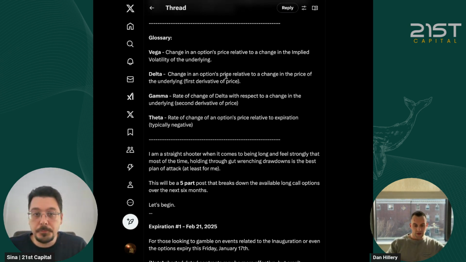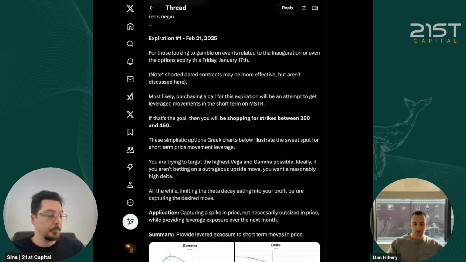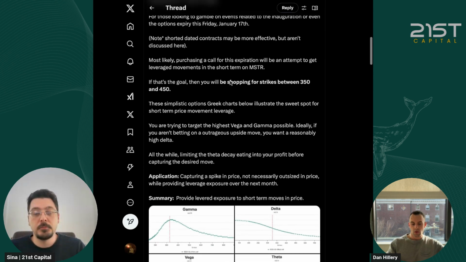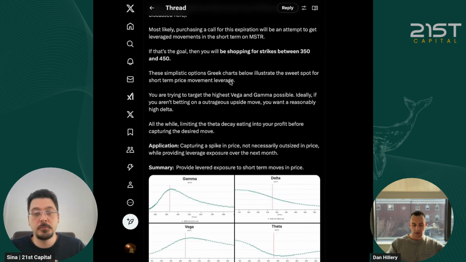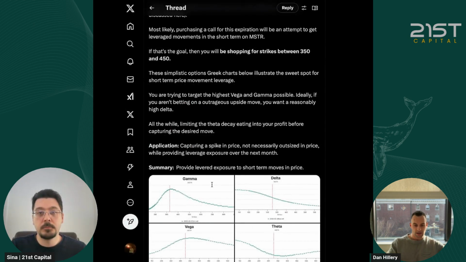Exactly. And so what's interesting about these different expiration dates is obviously, theta will be different, but you can look at these different Greeks at different strike prices. So what these charts, which seem a little complicated or confusing at first, are doing is looking at a constant snapshot of a single expiration. In this case, it's the February 21st expiration.